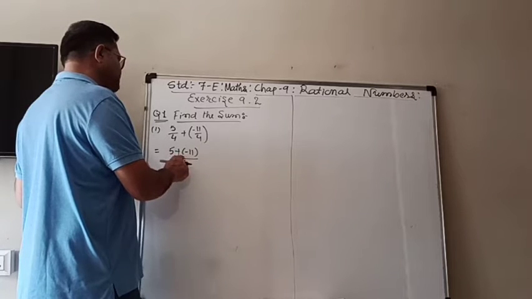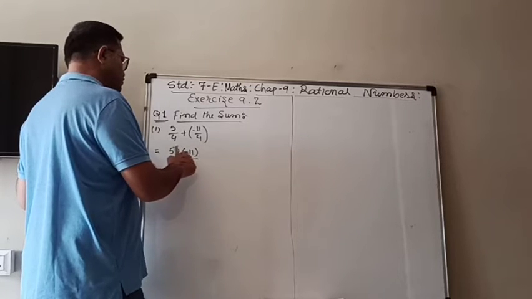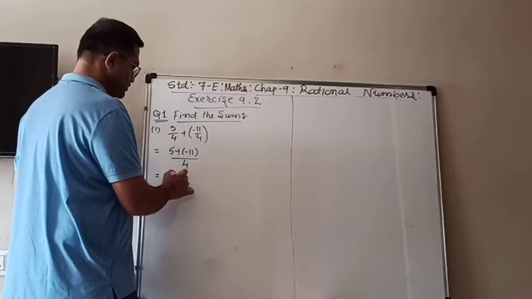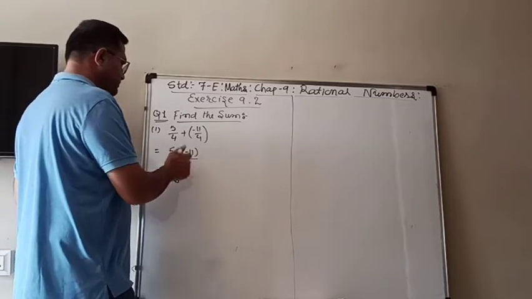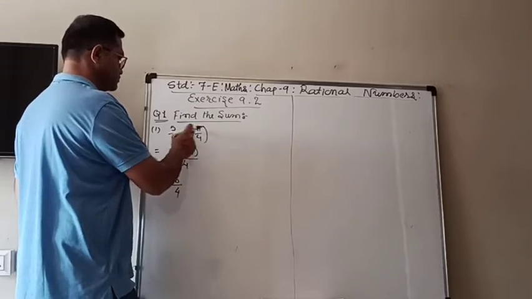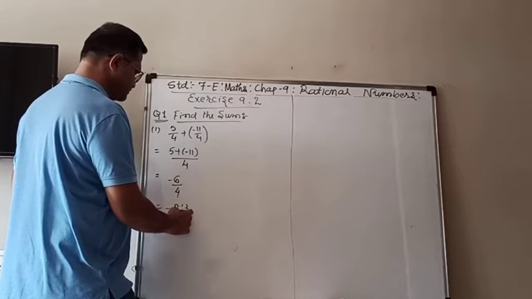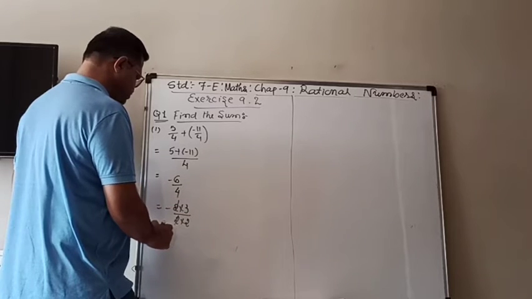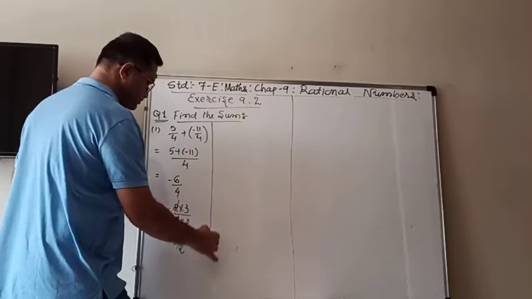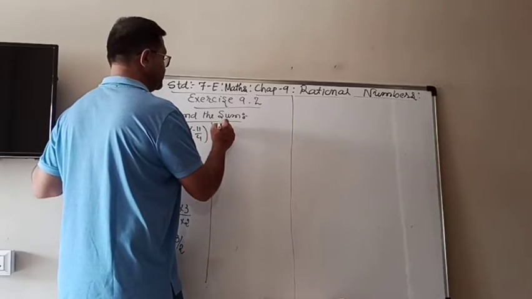Now 5 plus minus 11 is 5 minus 11, and when they have different signs we subtract, means 11 minus 5, that is 6, and the greater number's sign, minus, so minus 6 upon 4. That is equal to minus, 2 3s are 6, 2 2s are 4. So by cancellation we get the answer minus 3 upon 2. Let's do the second sum.